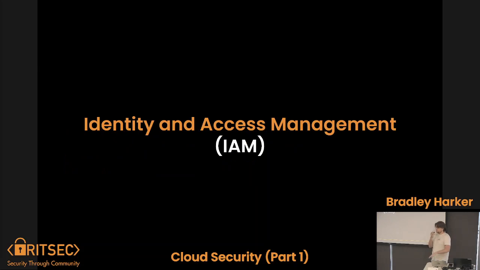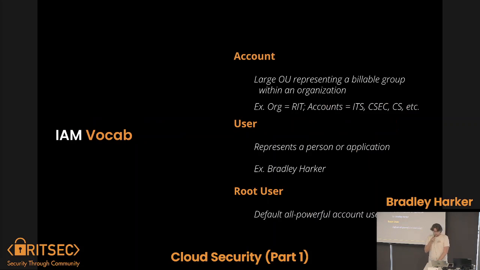So there's this big thing that you might see a lot when you talk about AWS. This is IAM. It stands for Identity and Access Management. There are a few different pieces of vocab associated with IAM. First, we have an account. This is really an organizational unit. It represents mostly a billable group within an organization. Resources get billed to an account, and then you can do stuff from there.